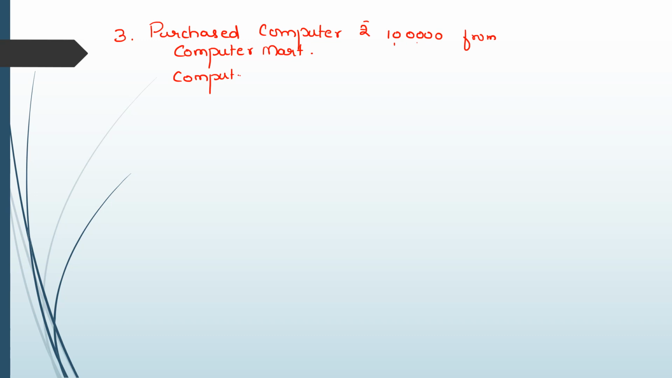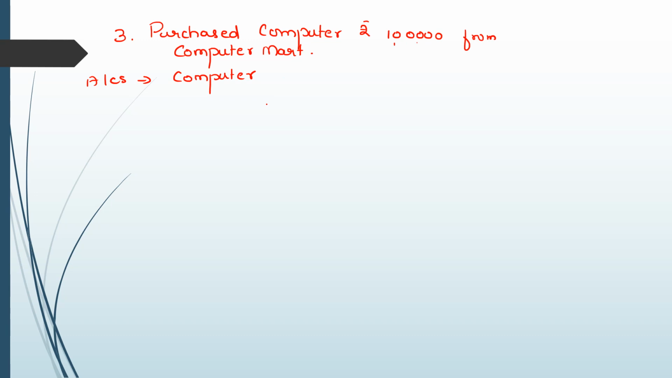Purchased computer rupees 1 lakh from Computer Mart. So for the business, computer was required and therefore 1 lakh rupees was spent on purchasing computer from Computer Mart. Here this transaction, first you have to identify the accounts involved here. One is obvious, computer is involved here. So there is computer. So accounts are, one is computer.